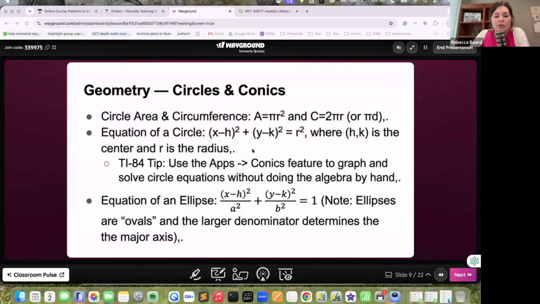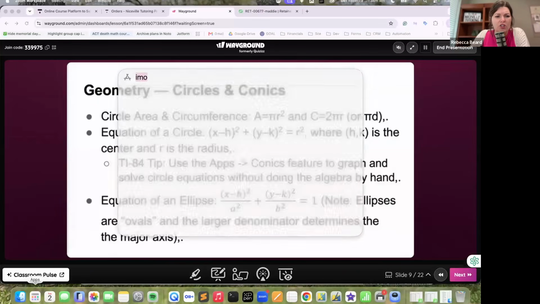And then equation of the ellipse sometimes comes up, sometimes doesn't. I've seen it kind of sneak in there, but that can be found in your conics section. They're not going to always ask you to regurgitate this, but they'll kind of call on you to remember it.